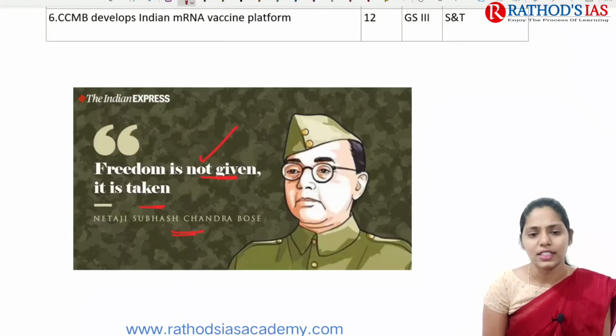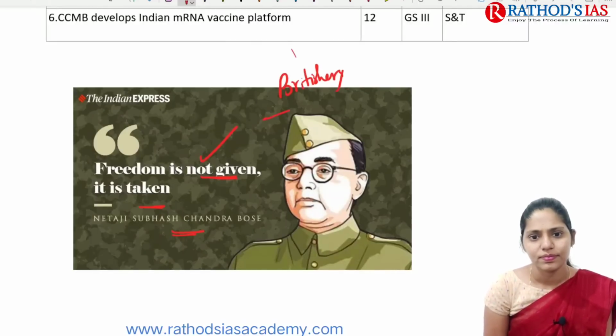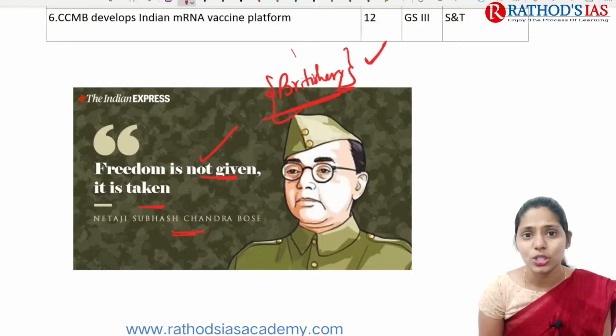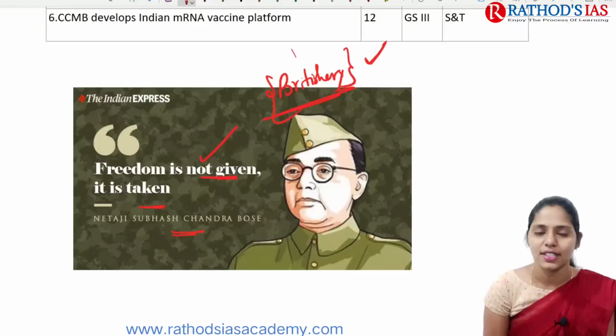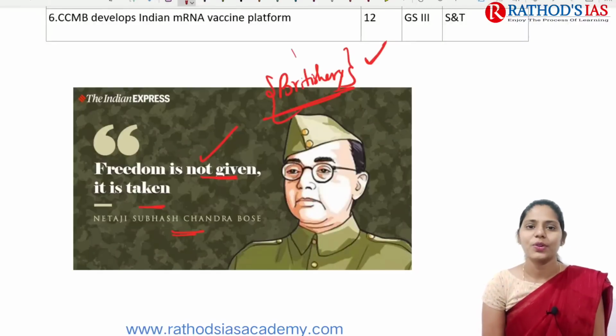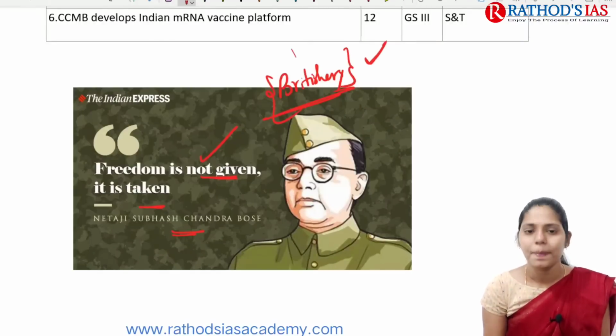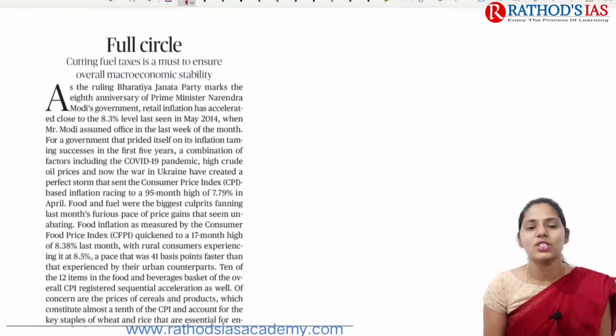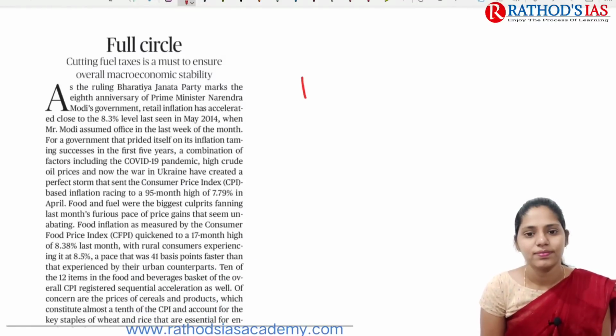So this is in the context of Britishers. During this British colonial period, Subhash Chandra Bose said that freedom is not given, it is taken. You can use this quote whenever you're writing an answer regarding your modern history. So now let us try to see the first topic, it is regarding your economy.